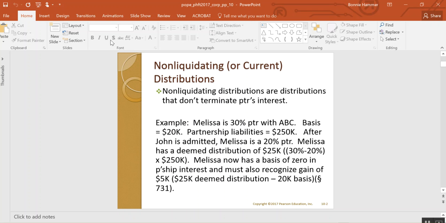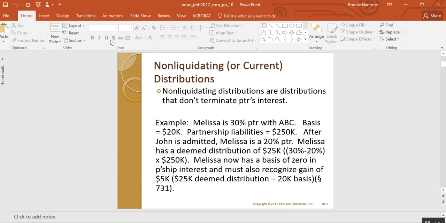So our example here of a non-liquidating distribution is this. Melissa is a 30% partner with ABC. That's the partnership. And her beginning basis in her partnership interest in ABC is $20,000. The partnership liabilities are $250,000. And we are to assume, by the way, that Melissa's basis of $20,000 is inclusive of her share of the partnership liabilities of $250,000, okay?